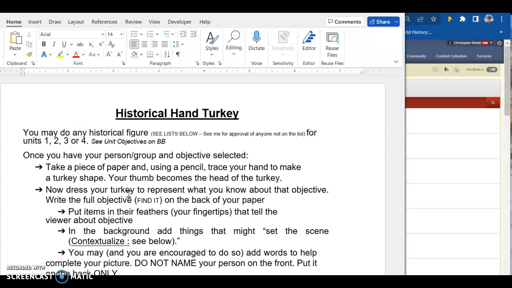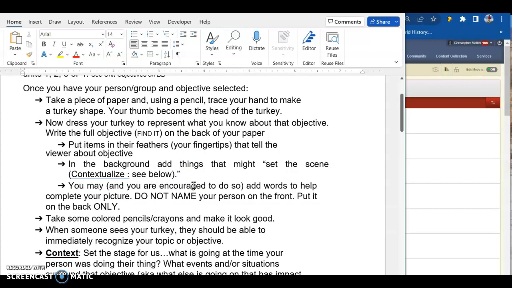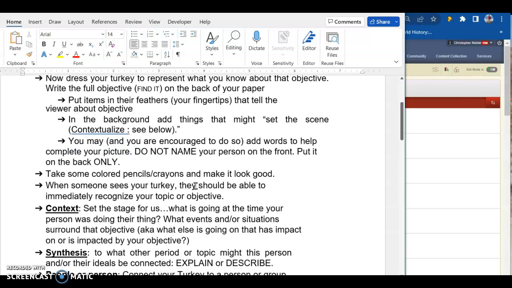Anyways, we'll look at those kind of things tomorrow, but please read through this part until you get down to, of course, making it look beautiful. I tell you, do not put the name of the person or people that you're doing on the front of the turkey. Put it on the back only. People should be able to look at your turkey. See right here it says it. When someone sees your turkey, they should be able to immediately recognize your topic or objective. In other words, the topic would be the person or people that you're representing with your turkey.